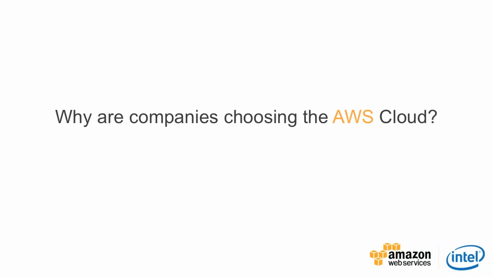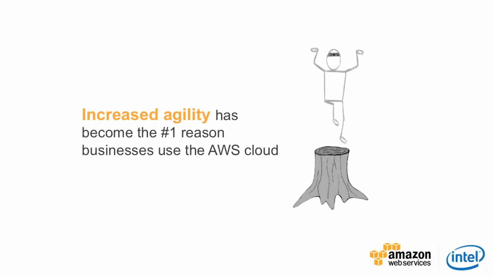So why are companies moving to the AWS Cloud in such large numbers? We'll have a quick look at 5 reasons why they're moving to the AWS Cloud. We found that the number one reason that businesses move to the AWS Cloud now is agility. It lets customers quickly spin up resources as they need them, deploying hundreds or even thousands of servers in minutes.